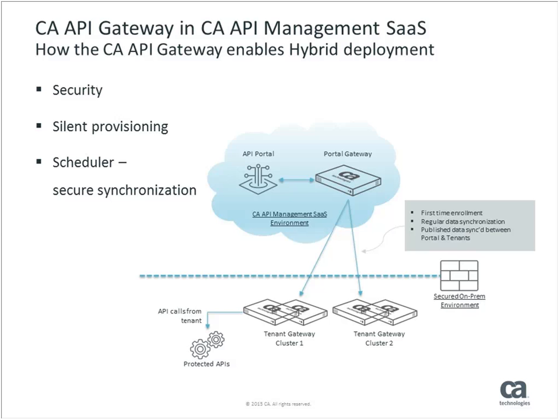So the hybrid deployment model introduces three things on the gateway. First, security. We've introduced a new enrollment process. Essentially, this enrollment process is a new task within the policy manager that simplifies the work of establishing that trust relationship between an on-premises gateway and the SaaS portal. After you do that enrollment process, the silent provisioning capabilities of the gateway enable the gateway to have policies pushed down from the portal to the gateway.